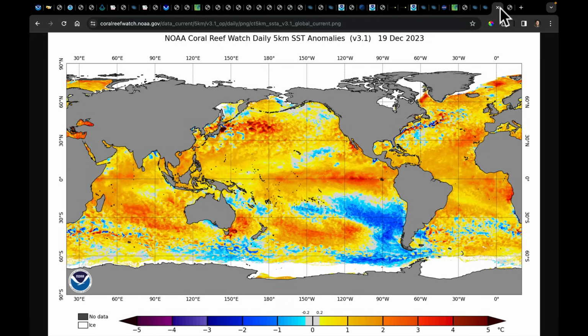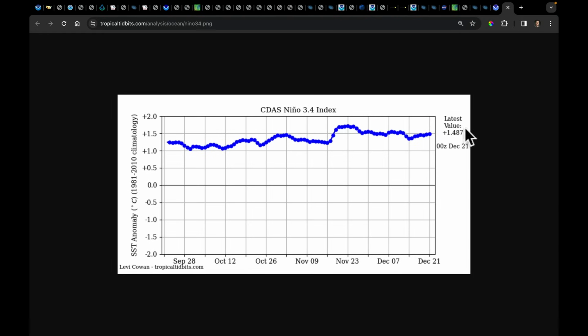One last thing, I made a case that El Nino has peaked. We are just a few days away from the kind of historical climatological peak of El Nino, which happens around Christmas to New Year's. And I just want to show you that those ocean temperatures haven't really budged back warmer. They've really flatlined here over the last, well, you can actually see going back to September.